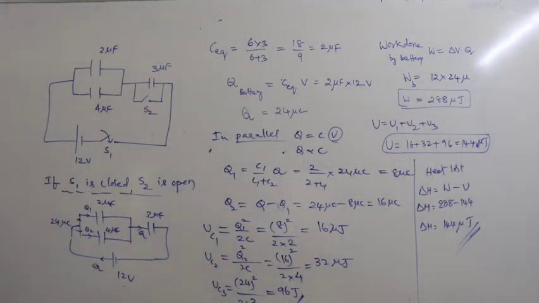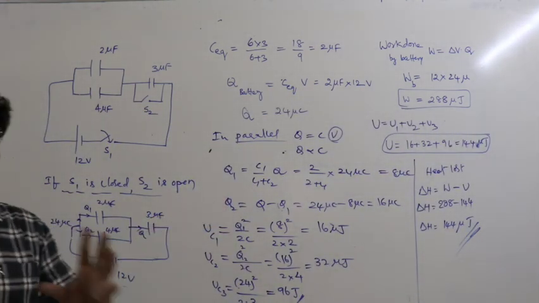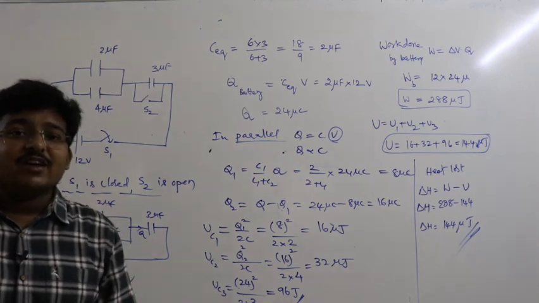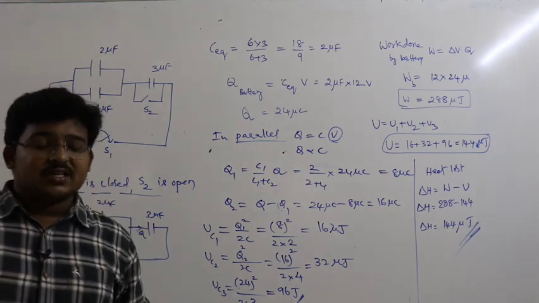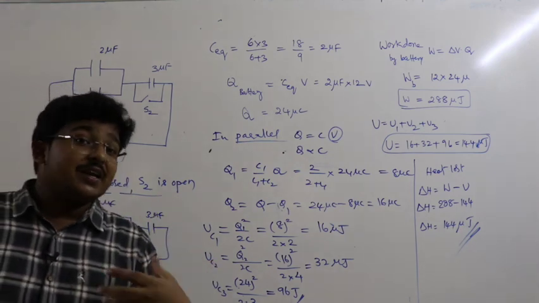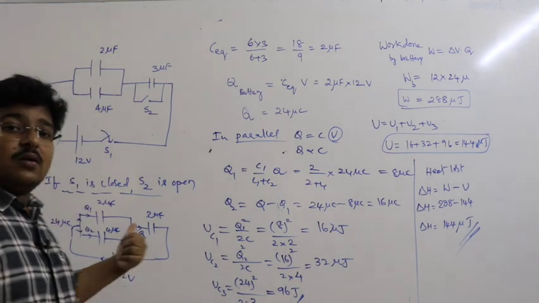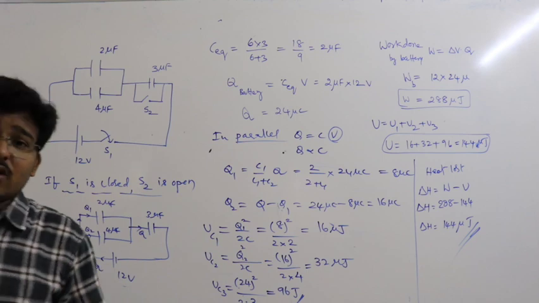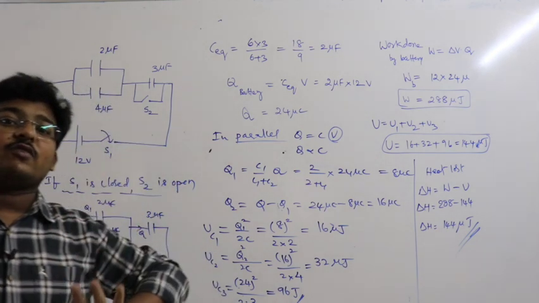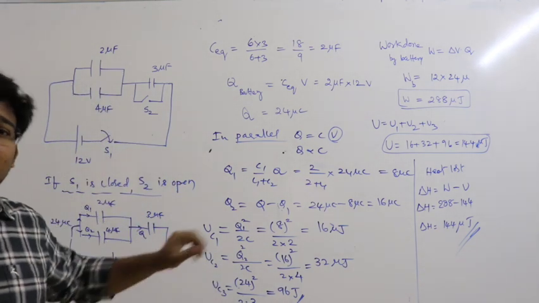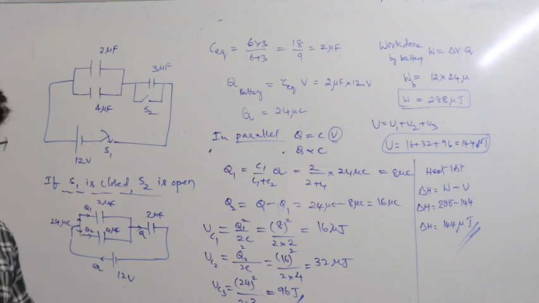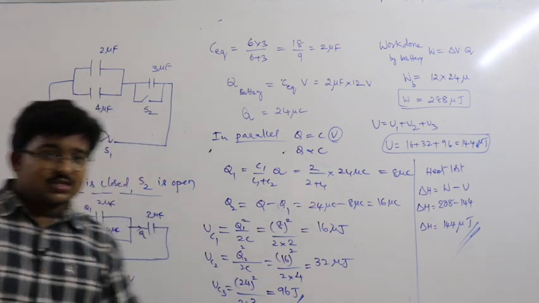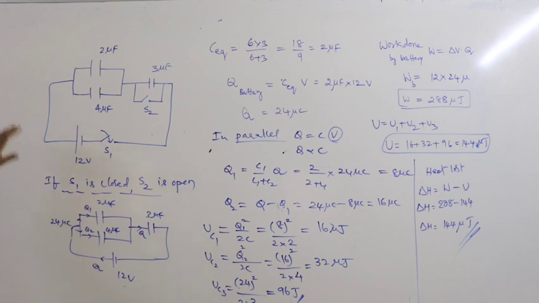So we can simply say that half of the work done will be wasted in the form of heat energy. The total work done by the battery is 288 microjoules. In that, 144 microjoules is stored in all the capacitors. The remaining will be wasted in the form of heat energy. So this is how to do it when switch 1 is closed and switch 2 is open.